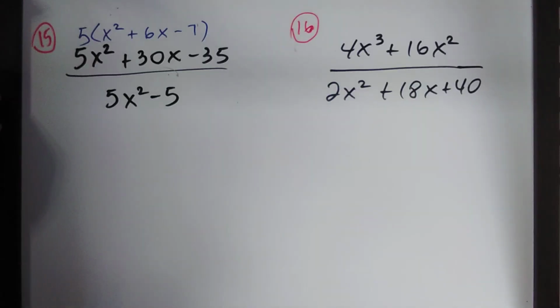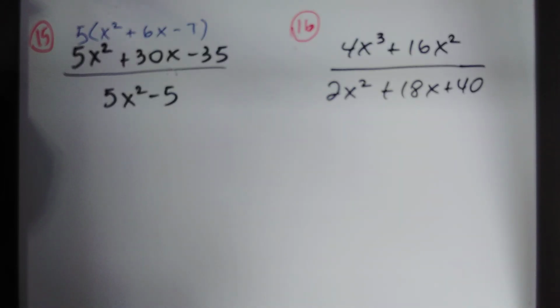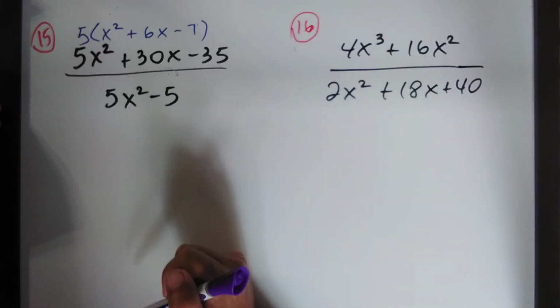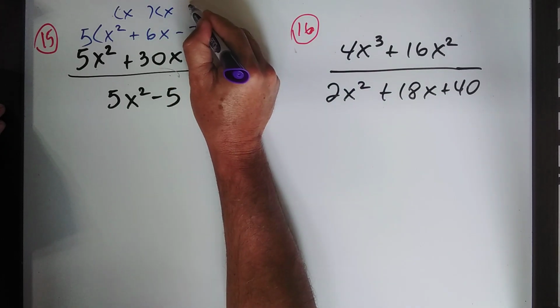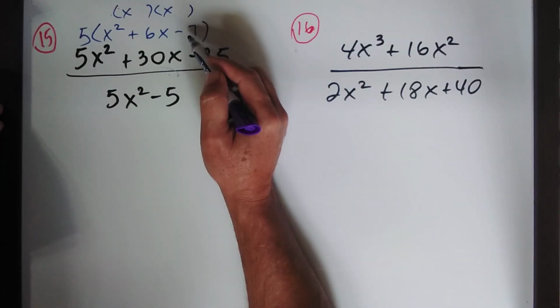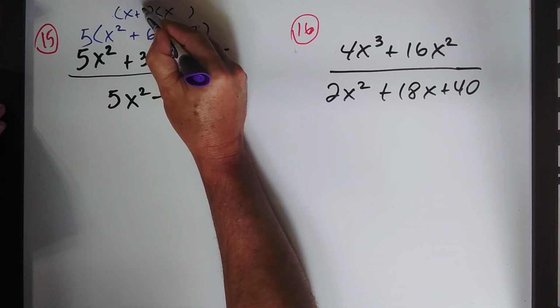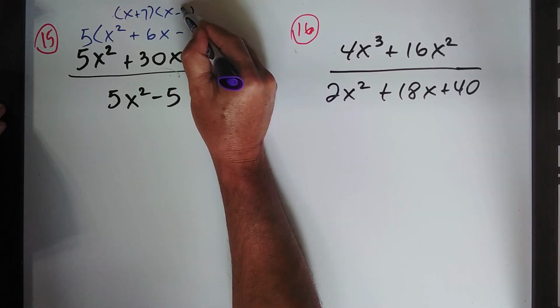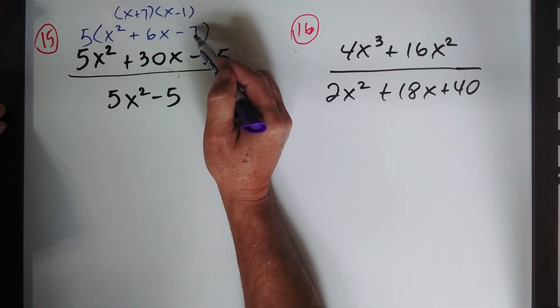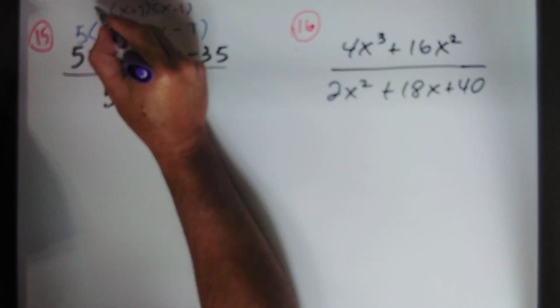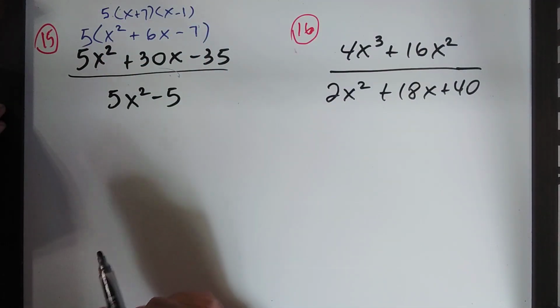After I take the 5 out as a common factor, I notice that I could still factor what's inside the parentheses. That's an easy trinomial with the 2 x's. I need two numbers that multiply to -7 and add up to +6, and that'll be +7 and -1. 7 times -1 is -7, and then +7 plus -1 gives you +6. Don't forget to bring the 5 up there.